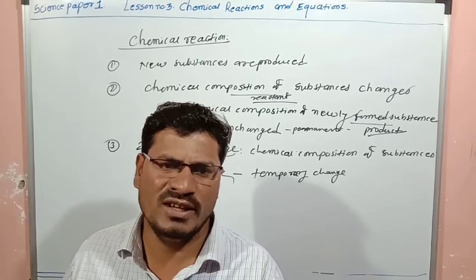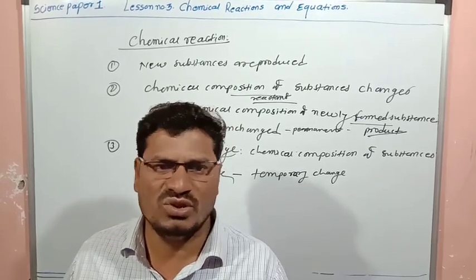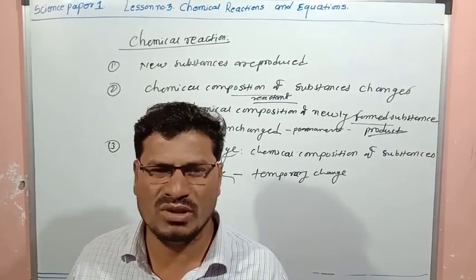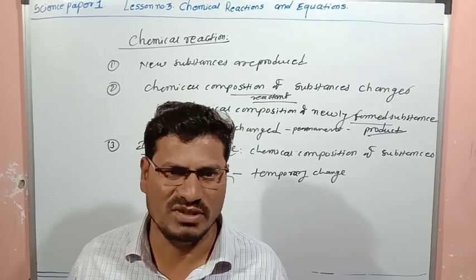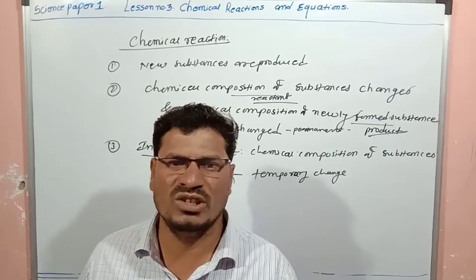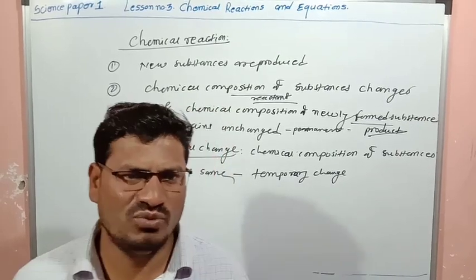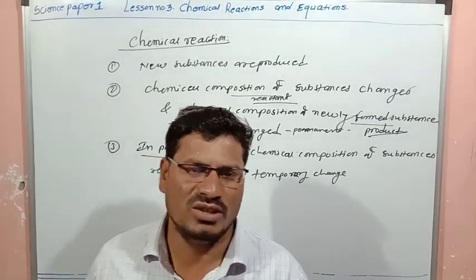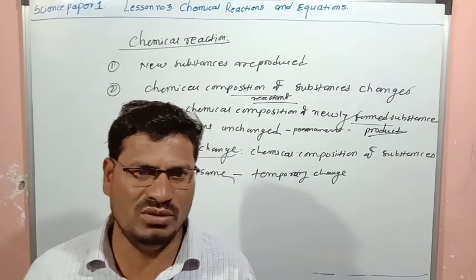An example of chemical change is milk getting converted into curd. It is a chemical change. It is an irreversible change. And as the second example, ripening of fruit is also a chemical change. Once fruit is ripened, it will not become a raw mango again.